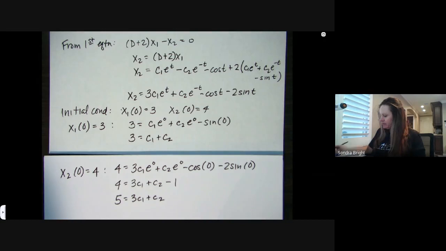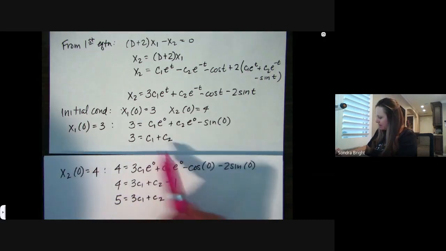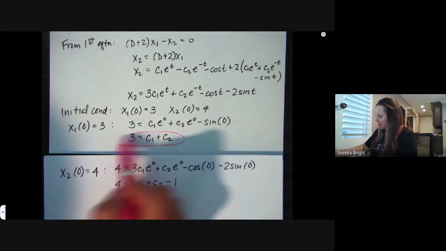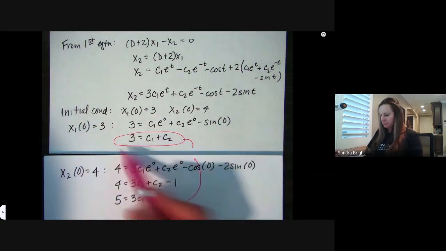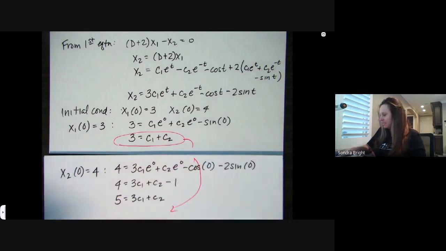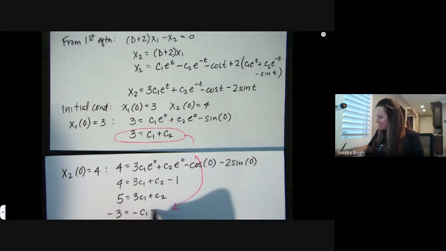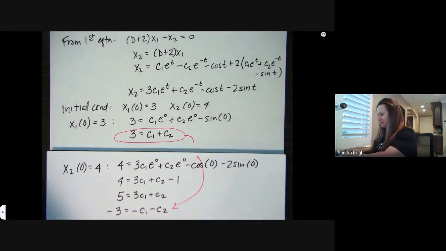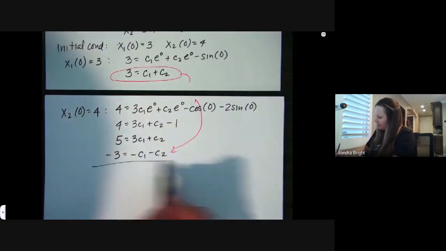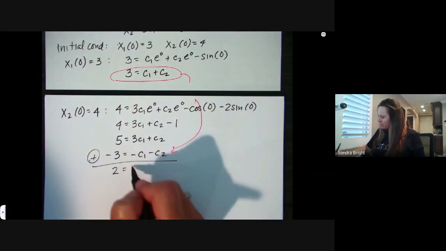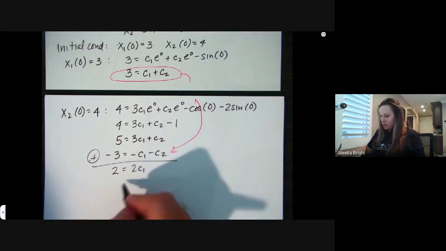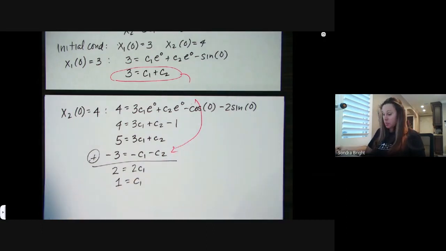I'm trying to solve for c1 and c2 right now, right? And I've got this equation and this one. I notice that if I just multiply this by a negative 1 and bring it down here and then add them together, that would give me a negative 3 equals negative c1 minus c2. And adding those together, you would get 2 equals 2c1 plus 0. So c1 is equal to just 1.